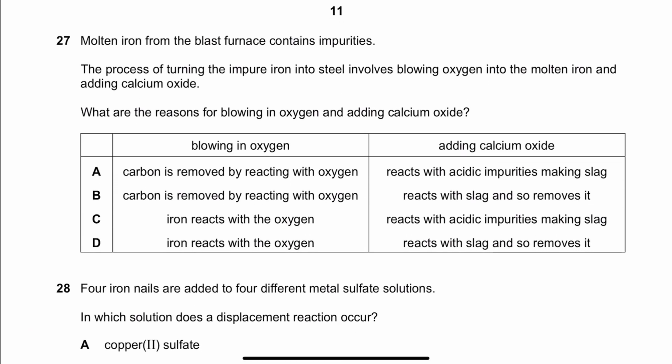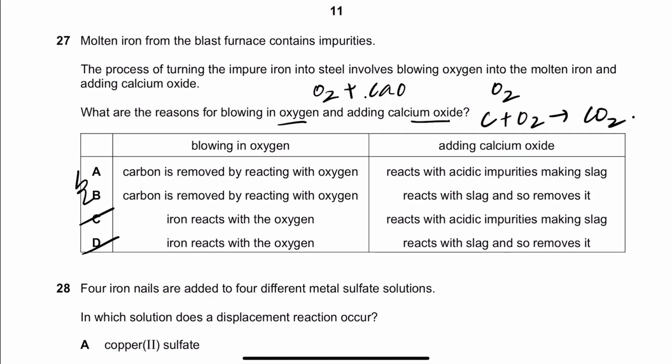Okay, 27 says molten iron from the blast furnace contains impurities. In the process of turning it into steel, what are the reasons for blowing oxygen and adding calcium oxide? So you're blowing oxygen, O2, and you're adding calcium oxide. The reason for the oxygen is that we needed oxygen in the first place to react with carbon. So carbon plus oxygen was giving me carbon dioxide. At first we had to remove that carbon. So literally C and D are wrong. We had to remove the carbon by reacting it with oxygen.